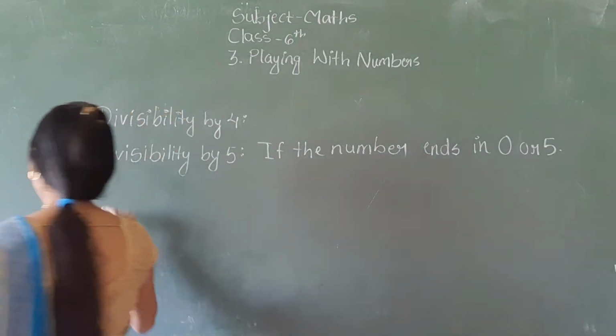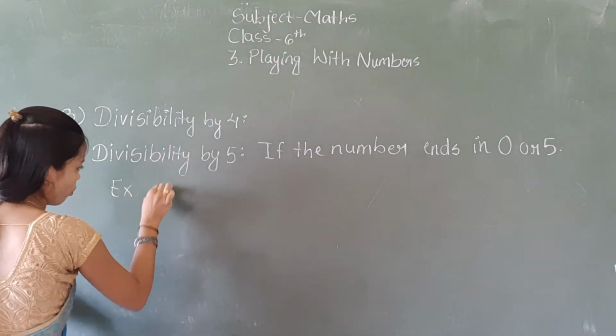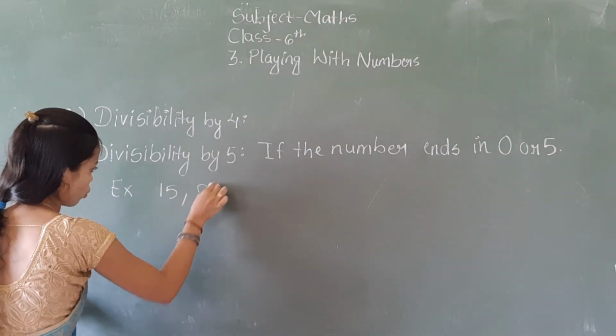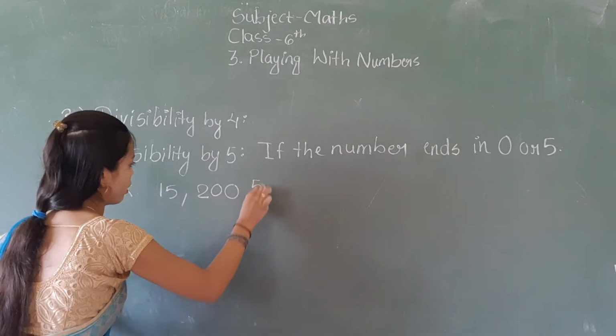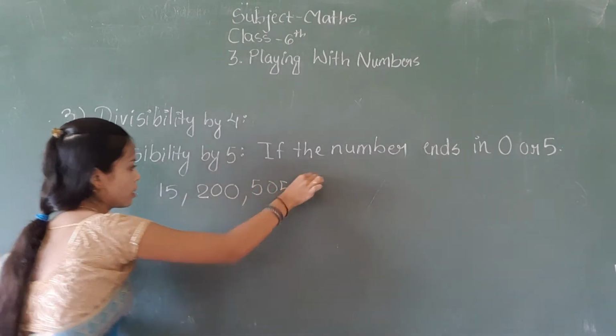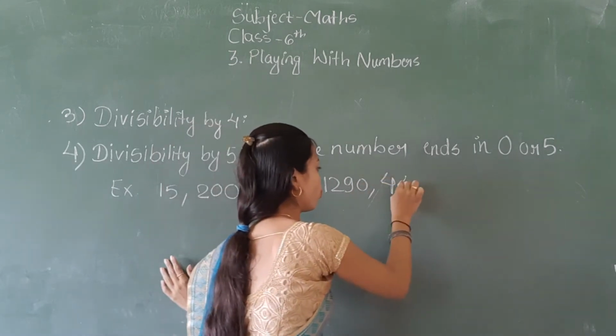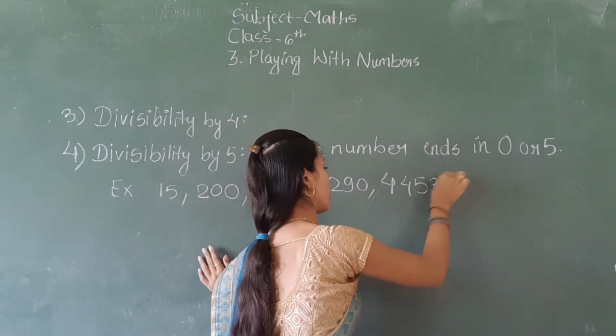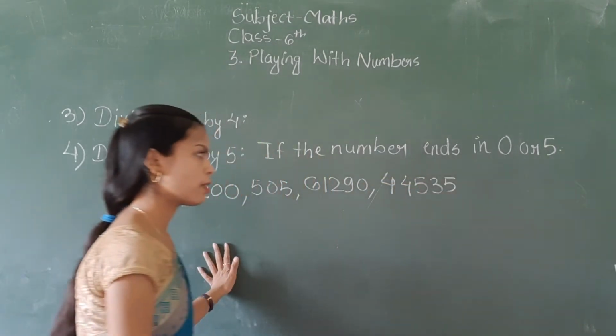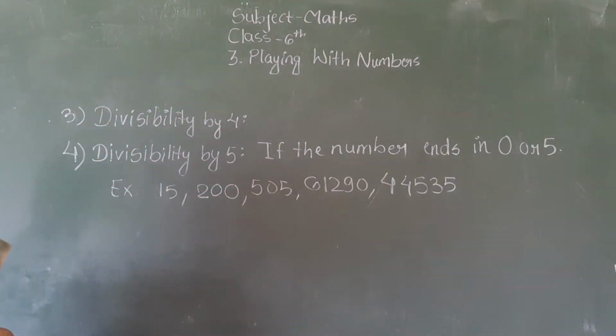The examples for this are 15, 20, 50, 5, 610, 290, 445, 35. All these numbers are divisible by 5.